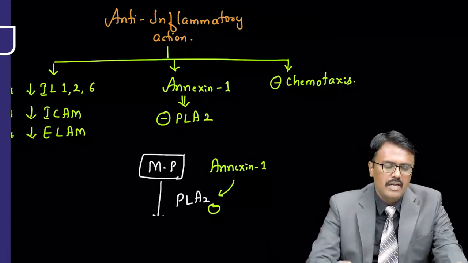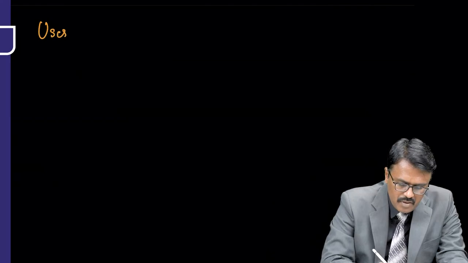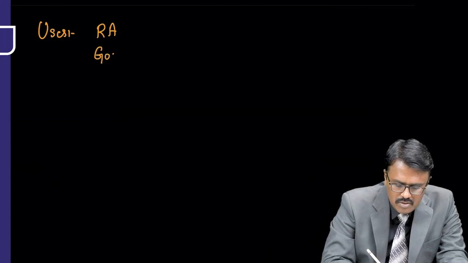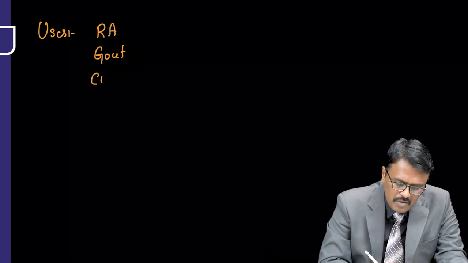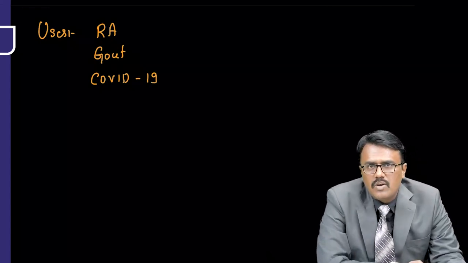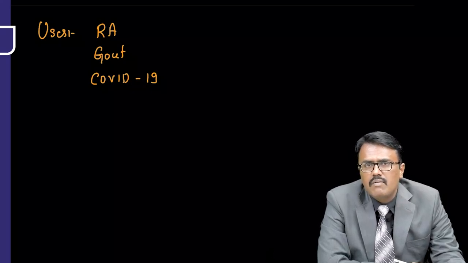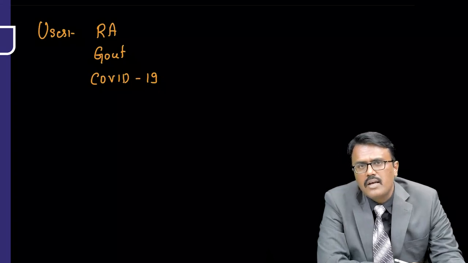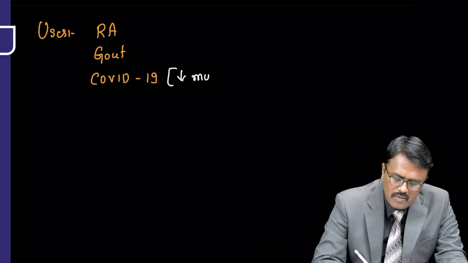Because they are anti-inflammatory, where do you use them? Let me tell you the uses. We can use it in rheumatoid arthritis, we can use it in gout, right? So we suppress this, and we also used it in COVID-19. What happened in COVID-19? There is something called cytokine storm. That is an inflammatory process, and that was suppressed by steroids. And steroids are the only drug which decreased mortality in COVID-19.